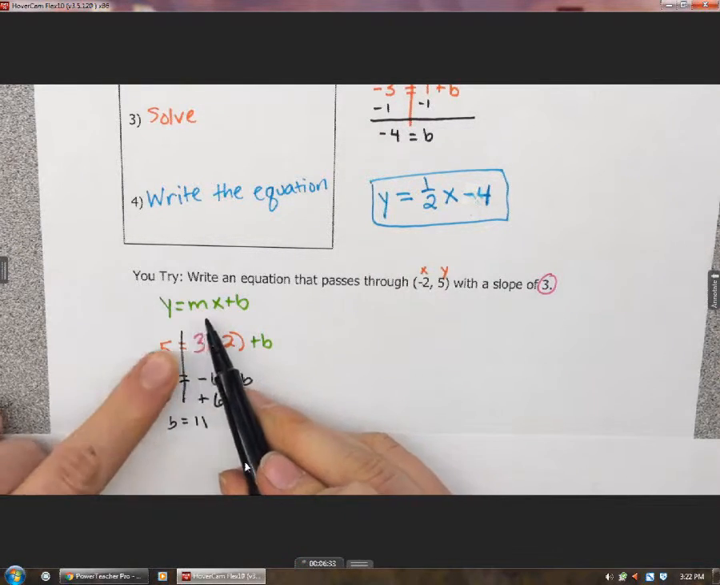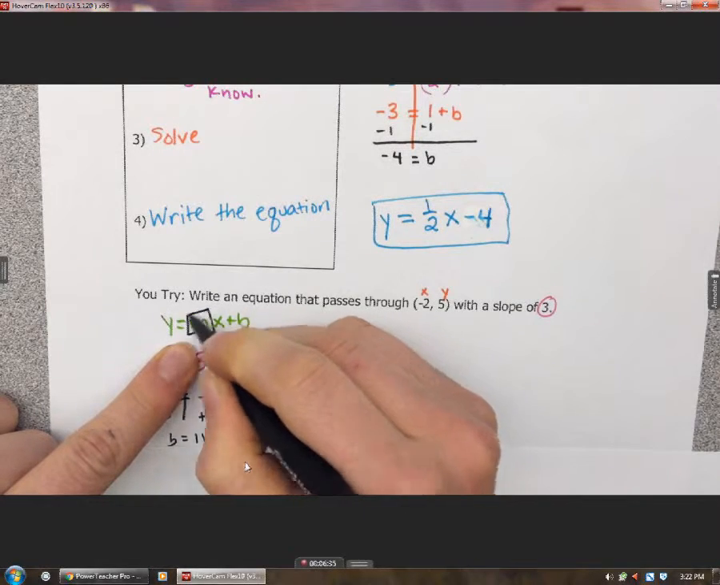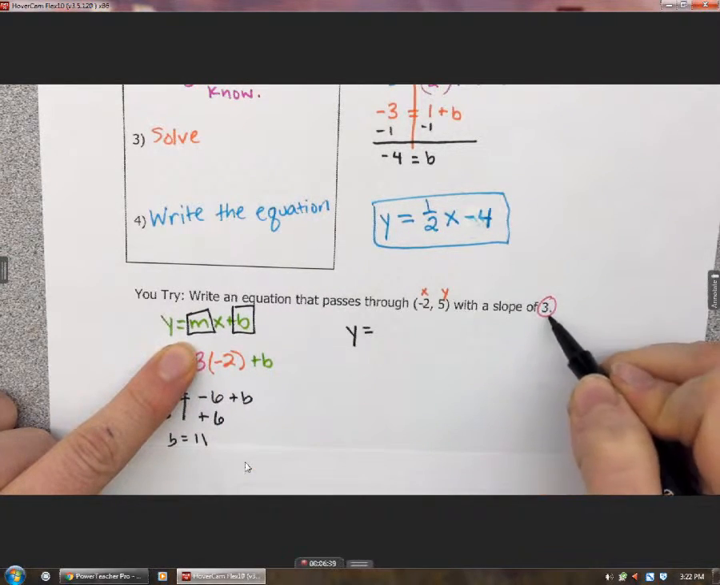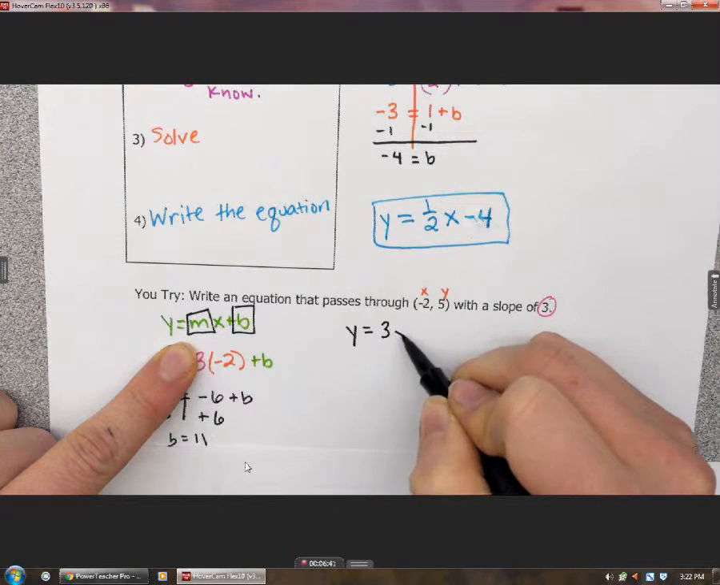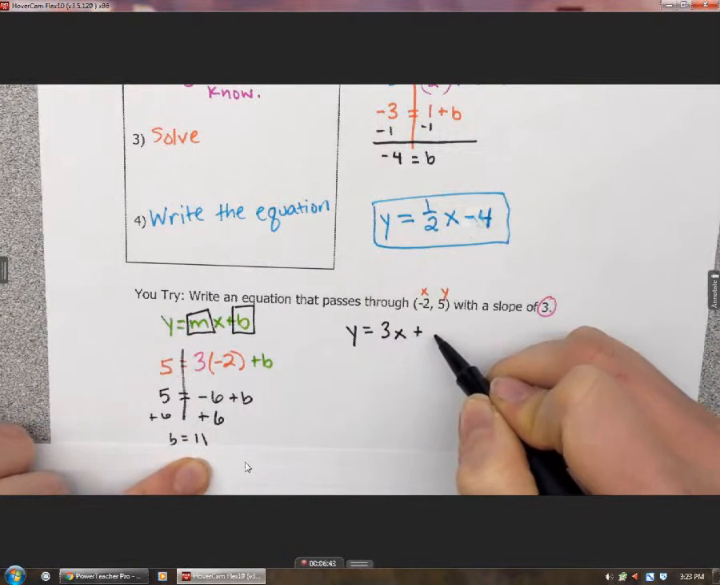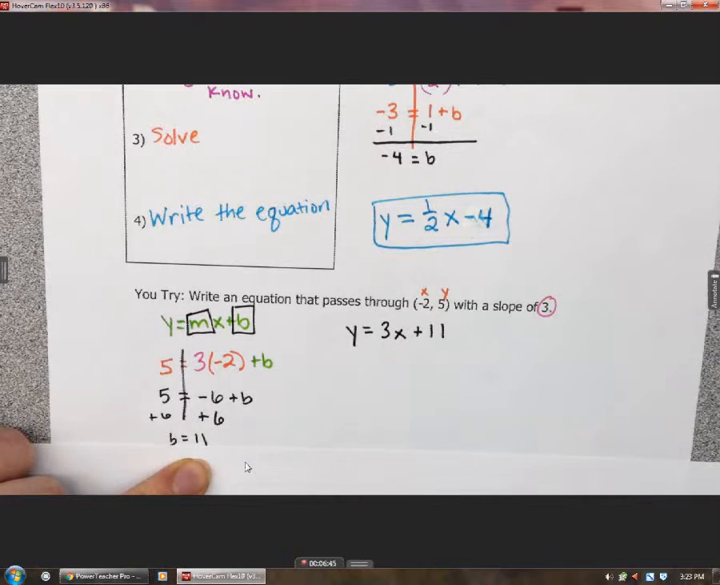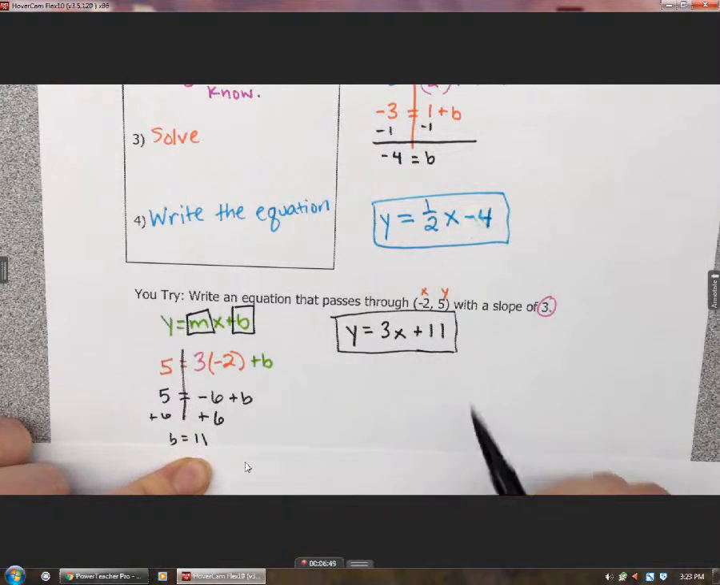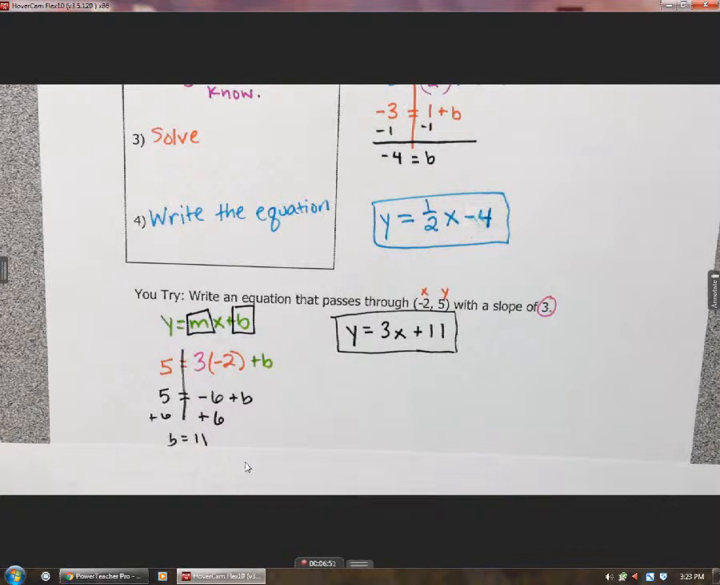My final equation, they gave me m, and I found b. So y equals, m was 3, b I found was 11. That's my final answer right here. You'll have a lot on your homework like that.